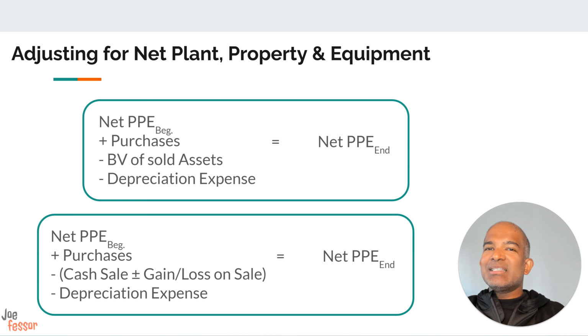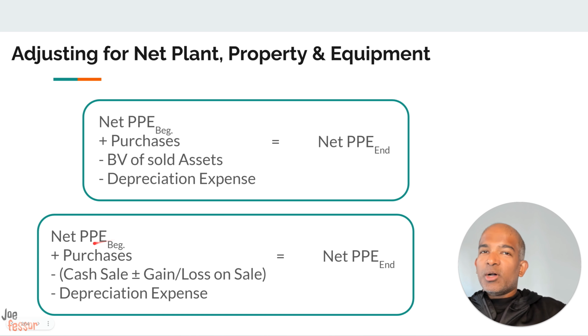This slide provides the mathematical formulas we use to reconcile the change in the net PPE balance when preparing the investing activities section. The top box shows the basic reconciliation. It starts with the beginning net PPE and adds purchases, which is our cash outflow. It then subtracts the book value of the sold assets and the depreciation expense to arrive at the ending net PPE balance. The book value of the sold assets is the number you would probably have to solve for if the cash sale amount was the missing piece.